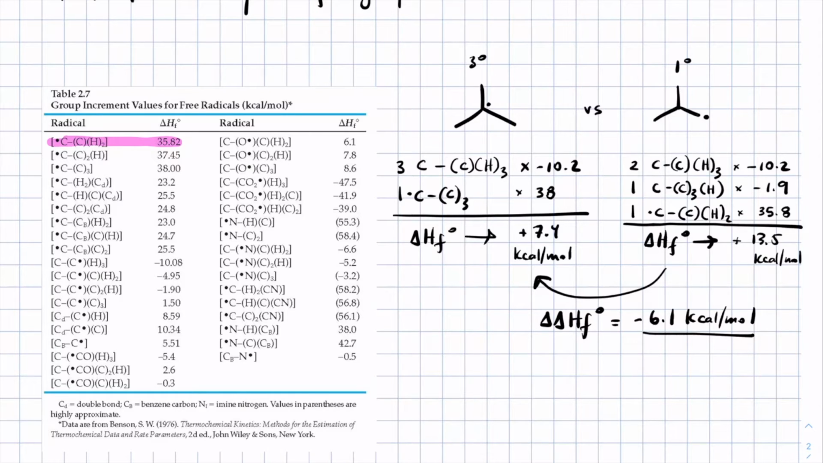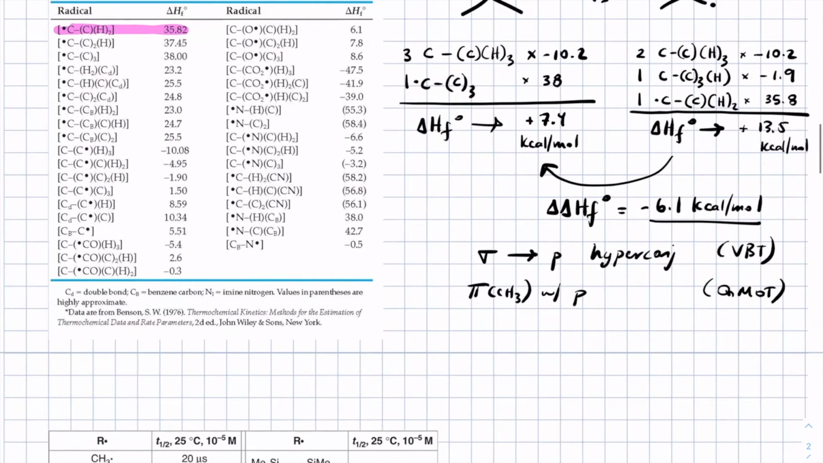More substituted radicals are more stable because of sigma to p hyperconjugation. In our valence bond theory model, if we go with our QMOT model, this is mixing of the pi CH3 orbitals with the p orbital of your radical, depending on whether it's planar. If not, it would be like the sigma out. All right.